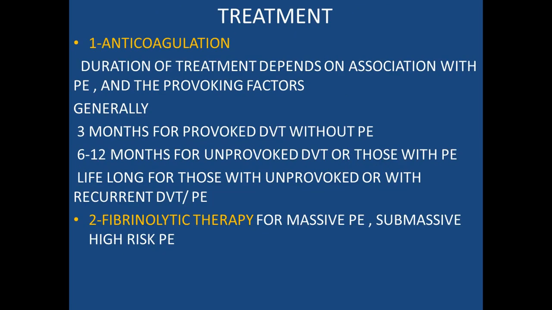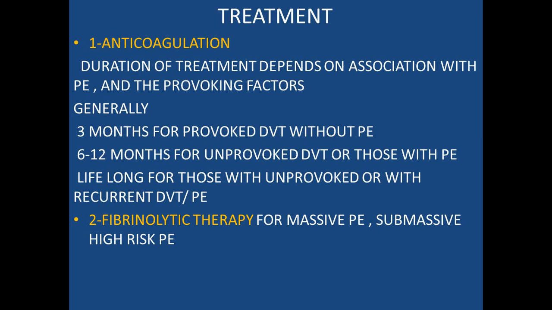So we'll pass then to the treatment of a patient with proved pulmonary embolism. First of all, the first pharmacological agent to be chosen for a patient with pulmonary embolism is anticoagulation. The duration of the treatment depends on whether this presents just DVT or DVT plus pulmonary embolism, and also on the presence and persistence of the provoking factor.